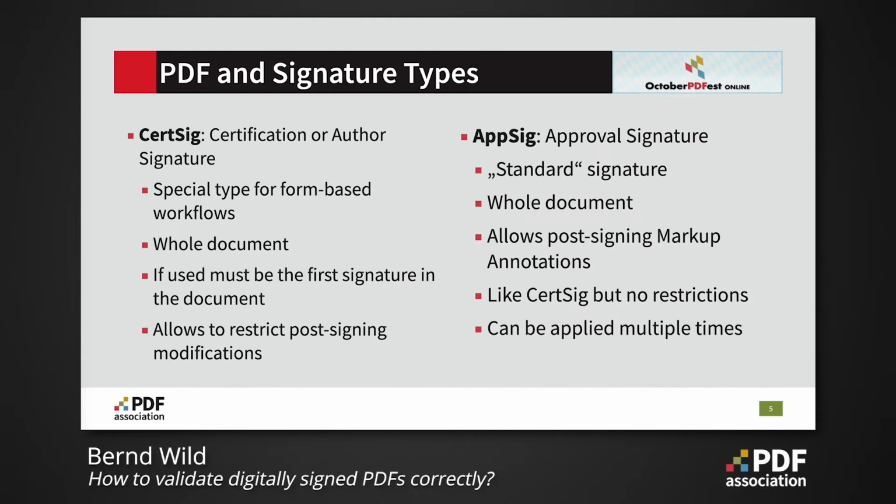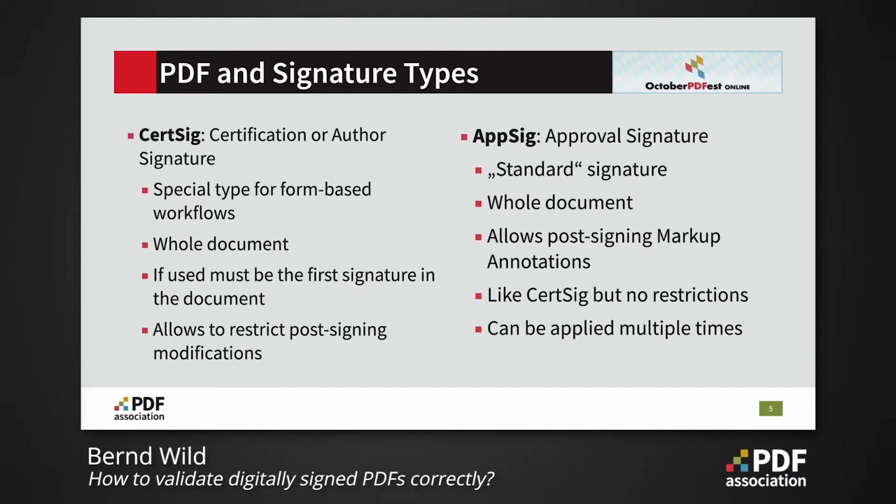PDF as a document format supports several types of digital signatures, which differ purely in their validation behavior with regard to the changeability of content after a signature has been applied. Technically and cryptographically, both signature types are identical. On the one hand, we have the most common and widely used signature type, the so-called approval signature. You see it here on the right side of the table. This is the standard signature form in PDF.